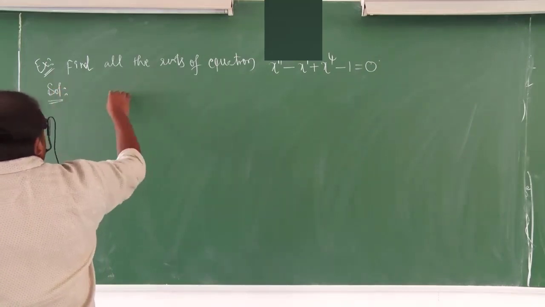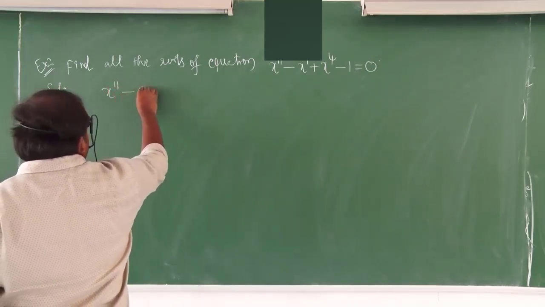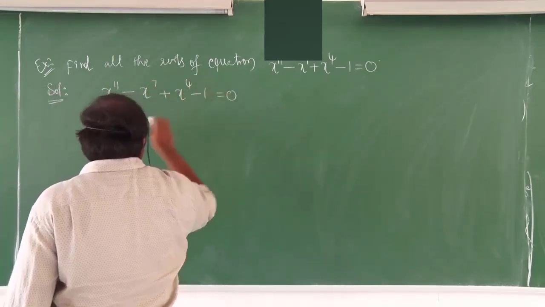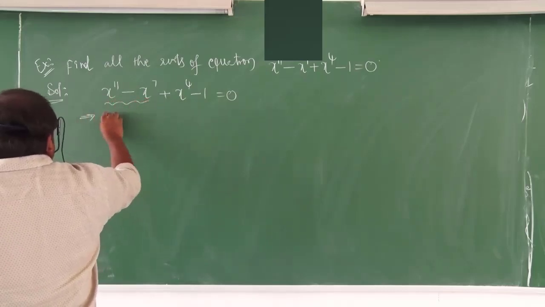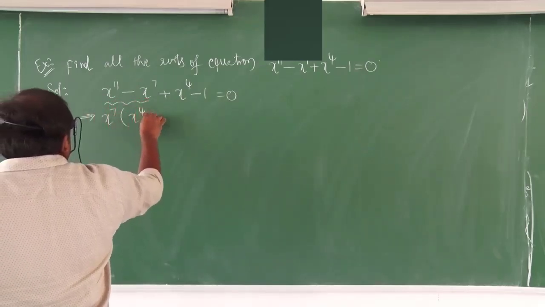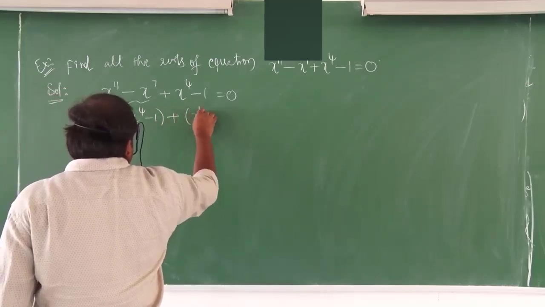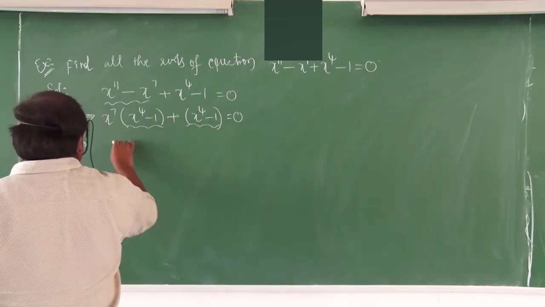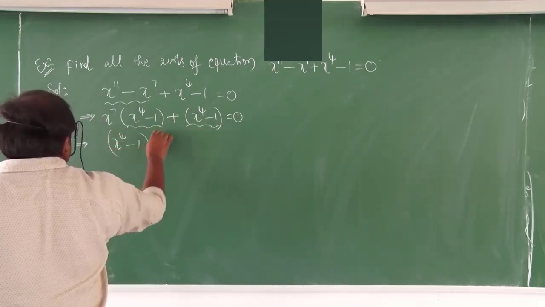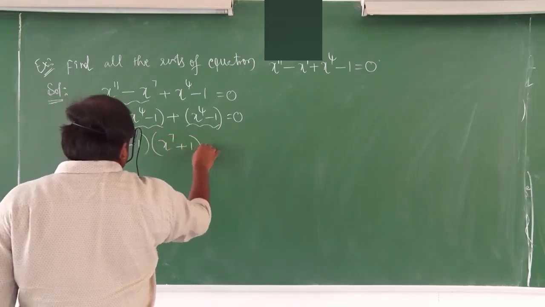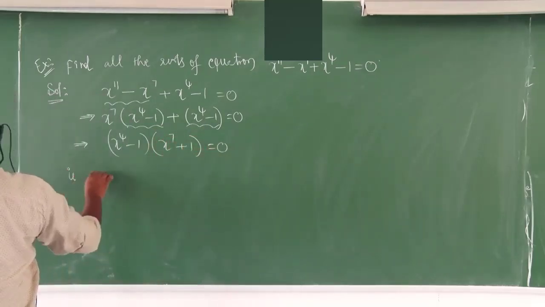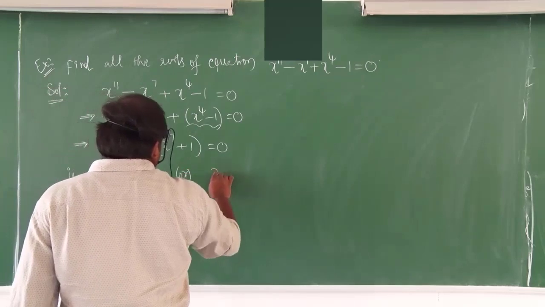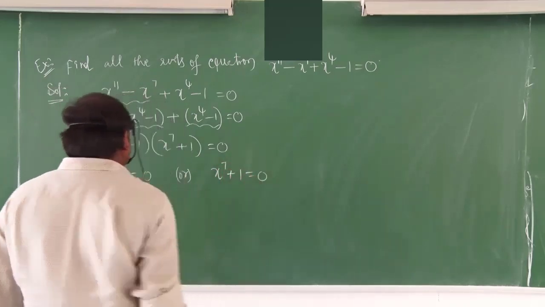So here the given equation is x power 11 minus x power 7 plus x power 4 minus 1 equal to 0. In these two terms you can take x power 7 common: x power 7 into (x power 4 minus 1) plus (x power 4 minus 1) is equal to 0. Now take x power 4 minus 1 common, then I get (x power 4 minus 1)(x power 7 plus 1) is equal to 0. That is, either x power 4 minus 1 equal to 0, or x power 7 plus 1 is equal to 0.